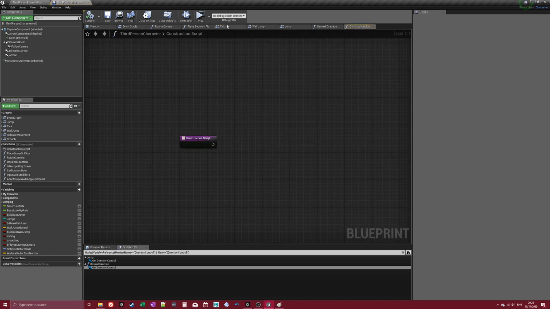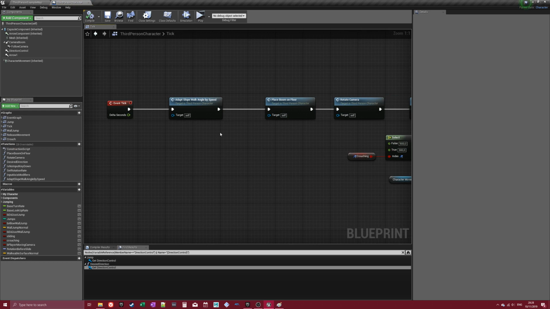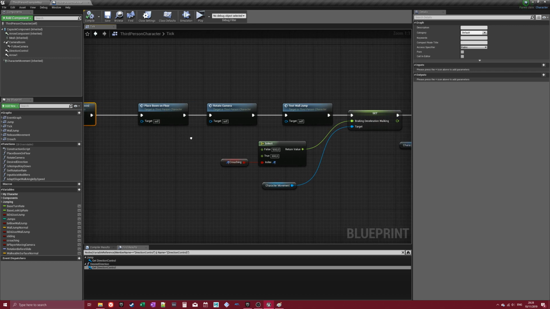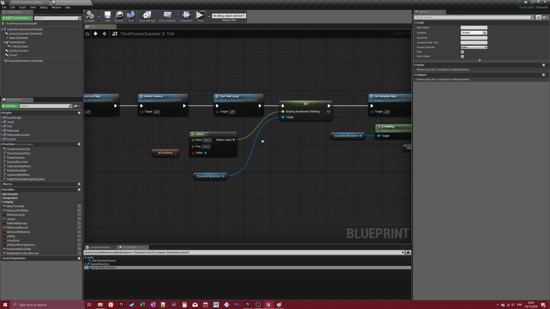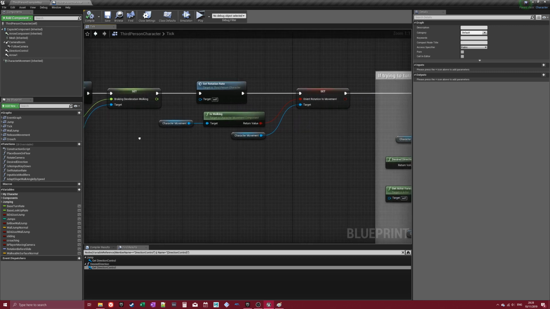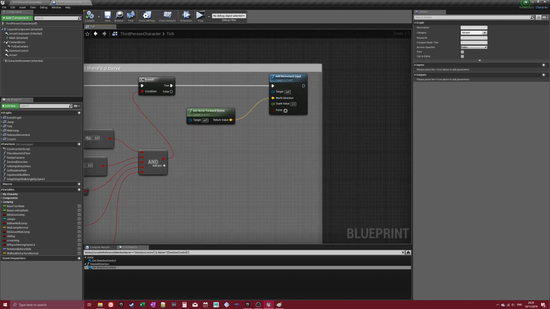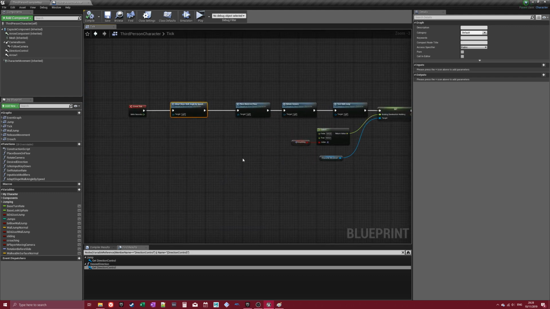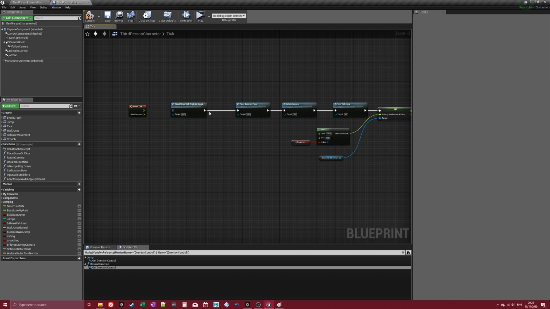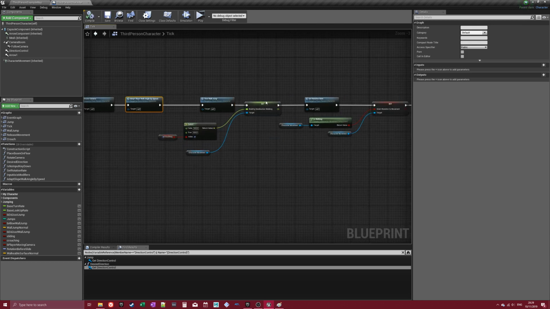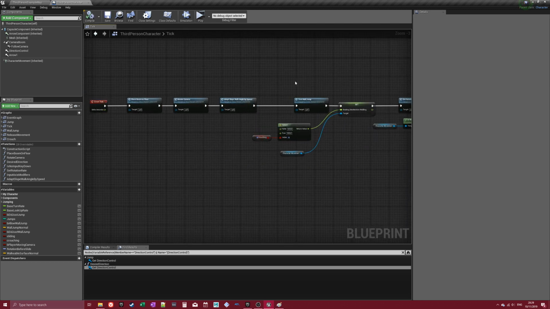Nothing on the construction script, not needed. Let's close everything but tick. We don't need this just yet. We'll look at this later. Okay. All right, so let's start with the camera. Actually, there's something a little bit easier than the camera right now, which is related to movement, which is going to be this and this. We'll get to that in a second.